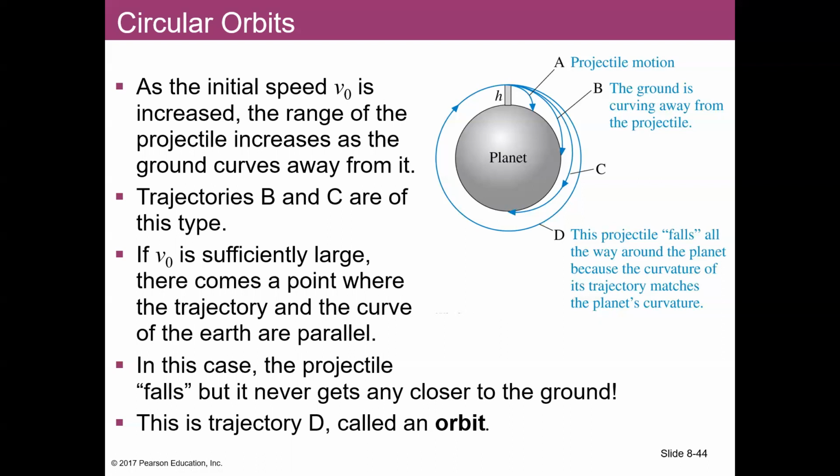Another remark is that, just like the optimal speed for banked curves, there's an optimal specific speed to orbit a planet at a certain altitude. And we actually don't usually talk about altitude. We talk about radial distance, the distance from the object to the center of the planet, or the center of the Earth.